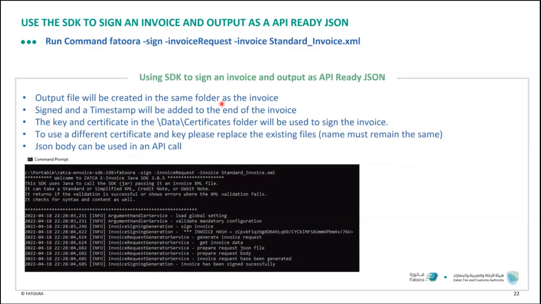Another example is faatura-sign-invoice, for a standard invoice. Once you have created the key and the certificate, this is how you can sign the invoice. You can find the command at the top, and you can find a sample result of how it will look, and the end result. So here by the end, you're going to find that the invoice has been signed successfully. Once it has passed successfully, this means that you have a compliant invoice that can be shared with Zatka.